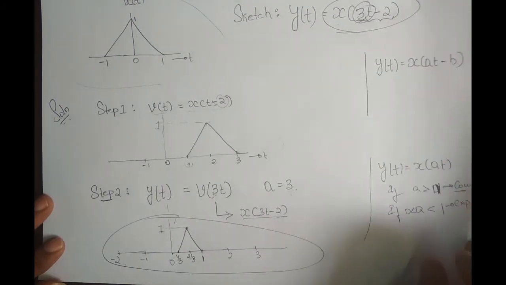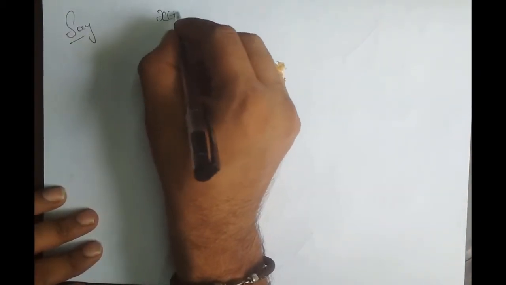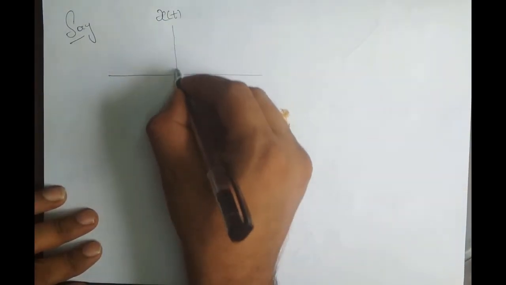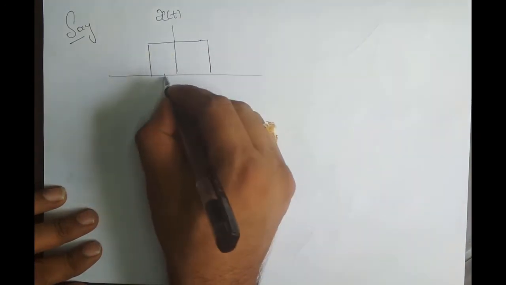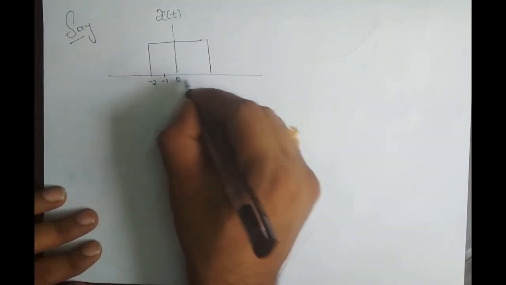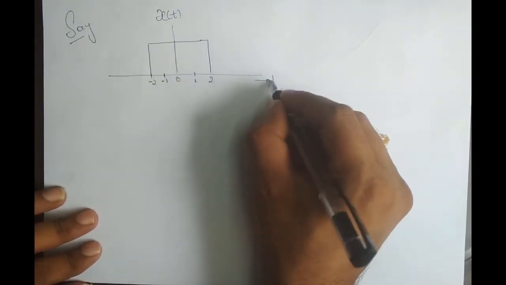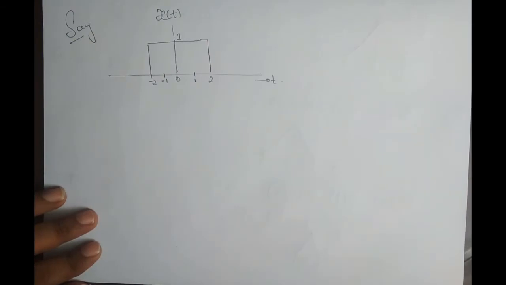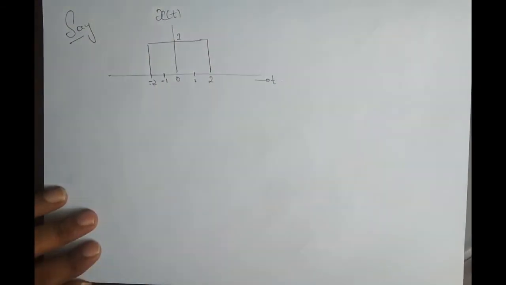Let me try to convince you with one more example so that you'll get used to it. Say I have a signal, a rectangular pulse. This is minus 1, minus 2, this is 0, this is 1, this is 2. This is the independent variable t, and I have amplitude 1. So it is starting from minus 2 and ends at 2. Its amplitude is 1. It's a rectangular pulse.